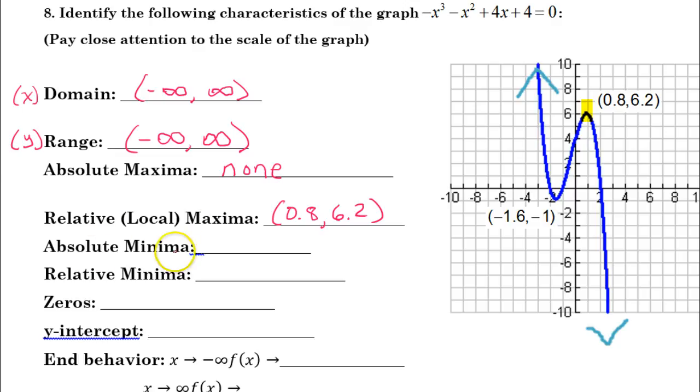What about absolute minima? There is no absolute minimum because the graph goes down forever. So once again, we will say none. But for relative minima, that's going to be this point right here, at the bottom of the valley, negative 1.6 comma negative 1. So we'll just write that down.